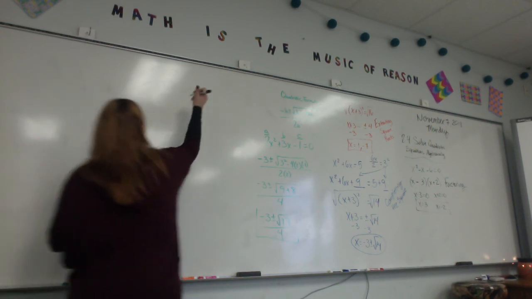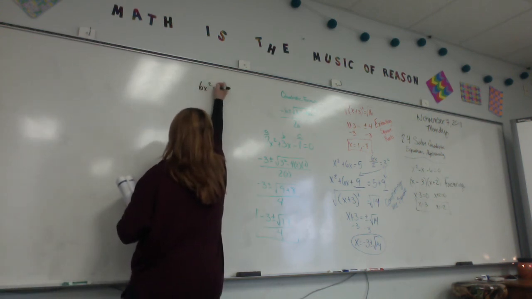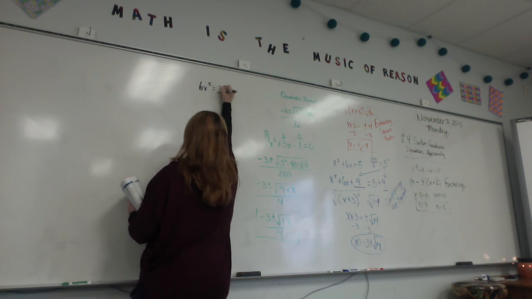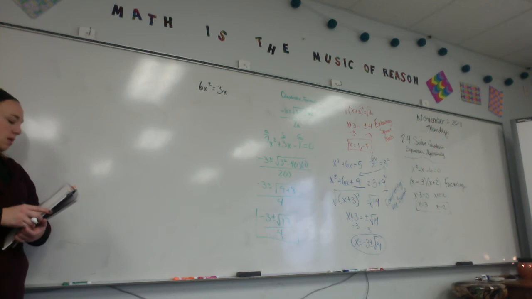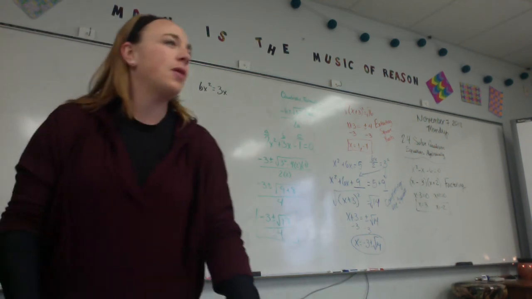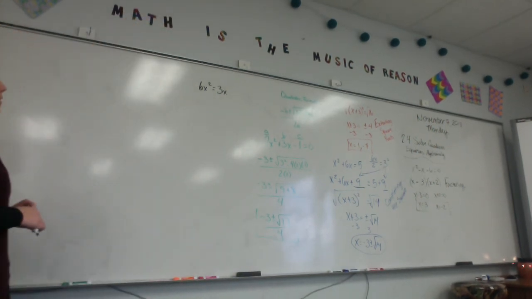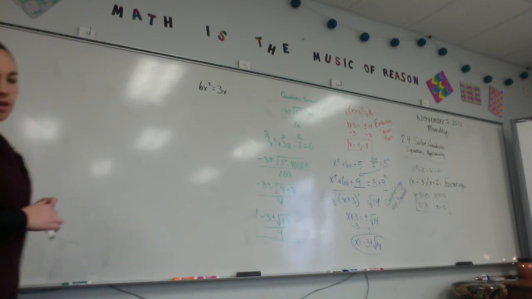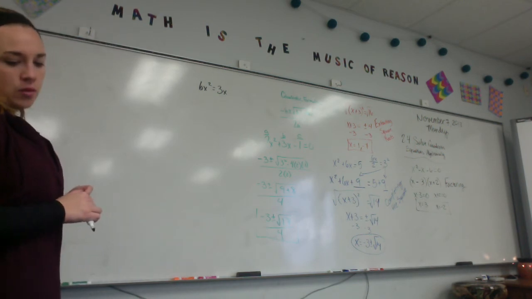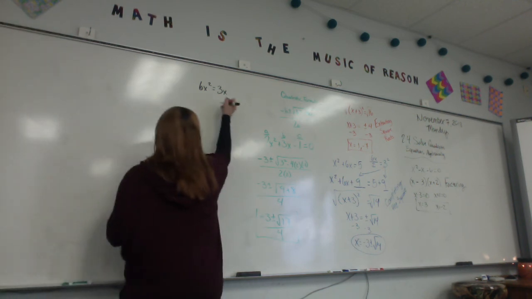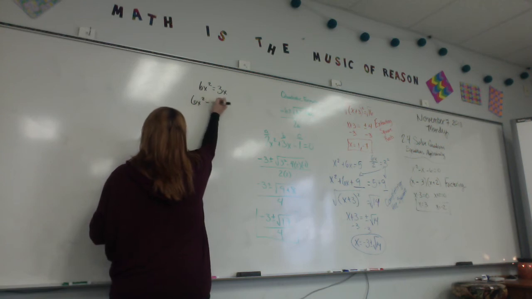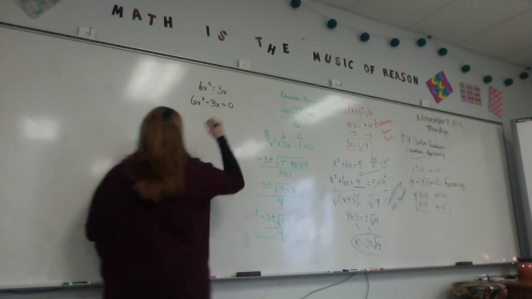What happens if I have this? 6x squared equals 3x. Okay, how would you solve that? Divide by 3x? Divide by what? 3x. If I do that, I get 0. I can't solve it that way. You want to get everything to one side. So subtract 3x because you want it to be set equal to 0. Okay, so that you can solve.